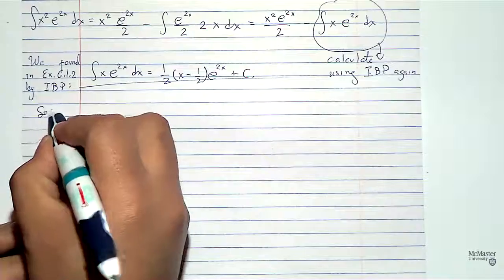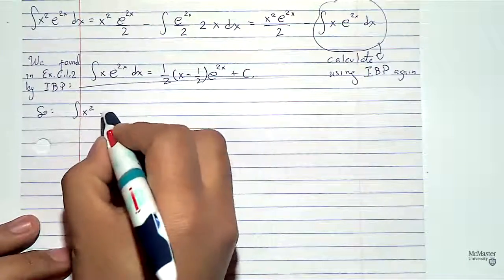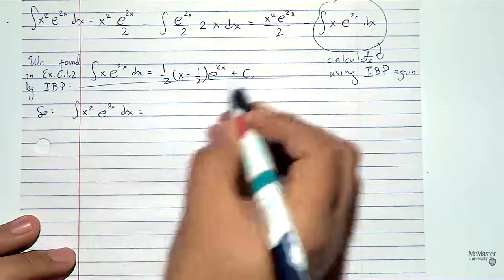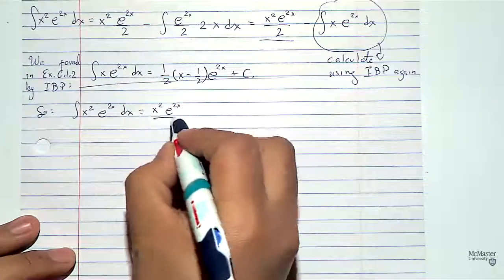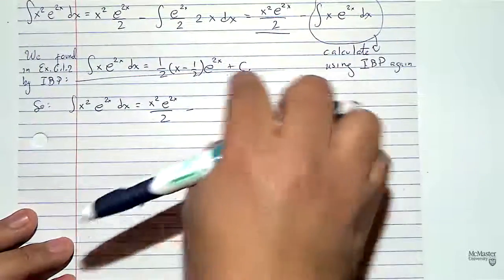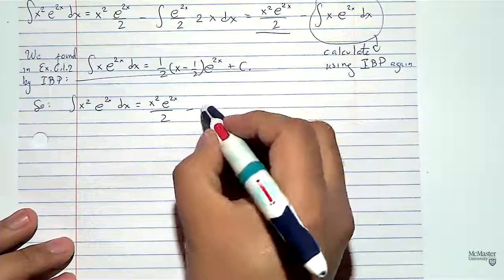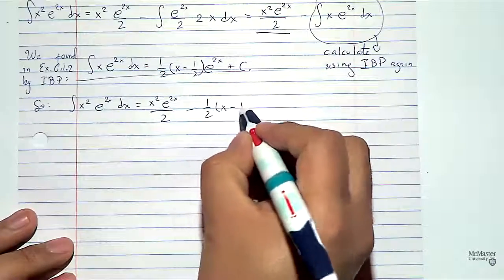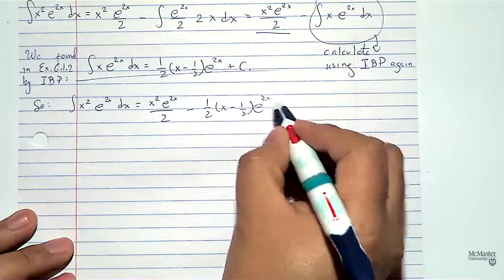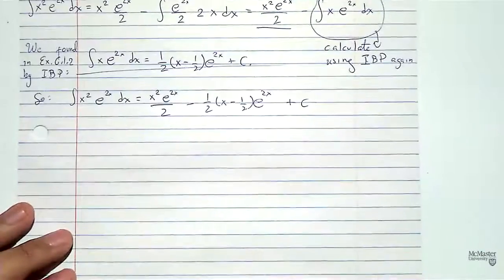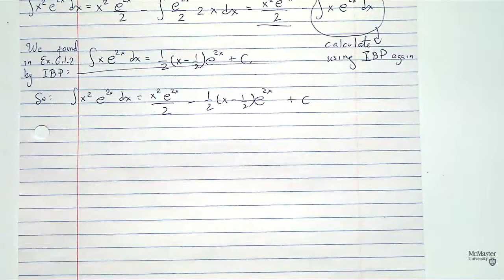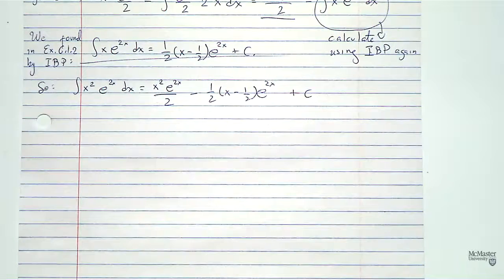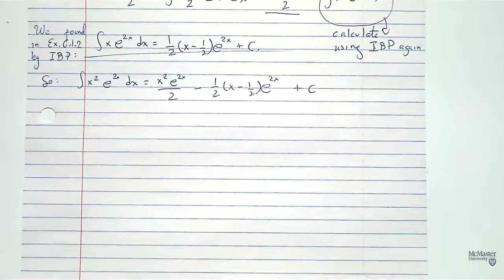And in order to do the formula, the integral of x squared e to the 2x dx is uv, x squared e to the 2x over 2, minus the integral of this result. So I'm just going to substitute 1/2 of x minus 1/2 times the exponential of 2x, and then plus a constant. The constant is not determined, so it doesn't matter if I multiply by a minus. It's still a constant, which I don't know. It will only be determined by initial conditions for the problem.